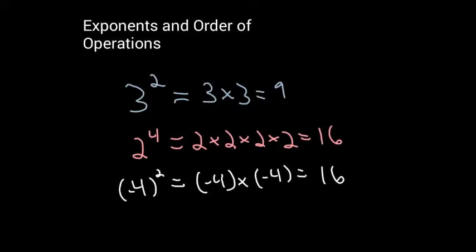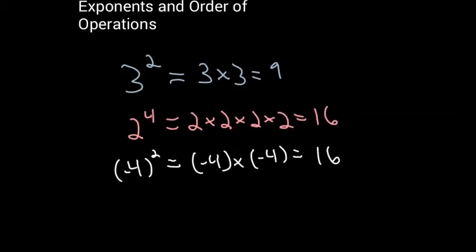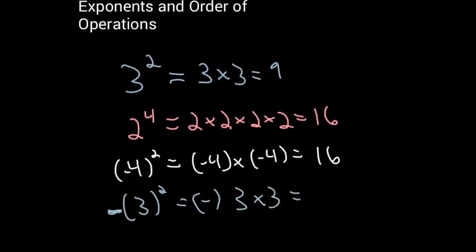There is one difference here, and that's if the negative is on the outside. So if we had negative 3 squared, that would equal negative 3 times 3. So 3 times 3 is 9, and then you apply that negative, so that would be negative 9. So if the negative is on the inside and your exponent's even, it'll come out positive. If the negative is on the outside, then it's always going to be negative.